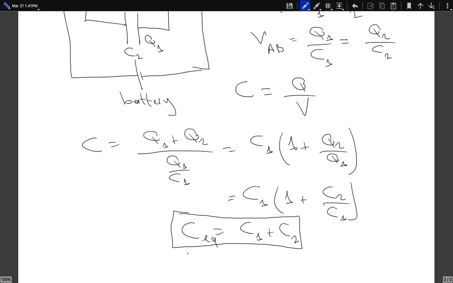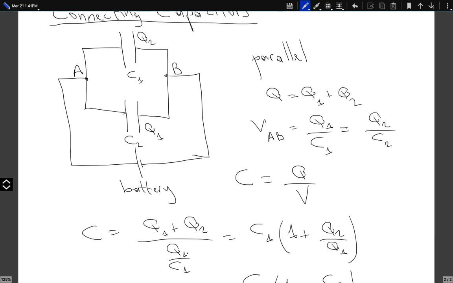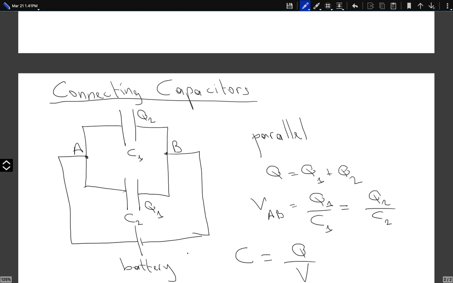Any questions on how we derived this? A couple of things we use over here. One, in a conductor, there's no potential difference. So there's no potential difference over here. So the potential difference across these 2 points, or these 2 points, or these 2 points, they are the same.